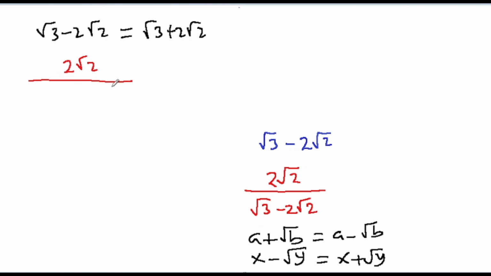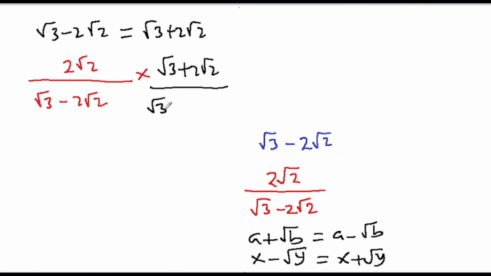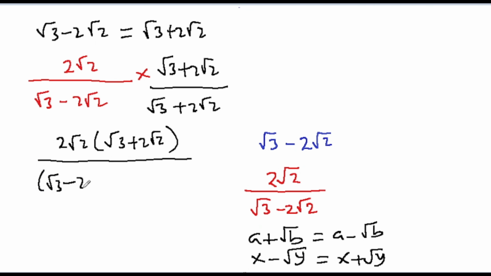Let's have the fraction again: 2 root 2 over root 3 minus 2 root 2. We multiply the numerator by the conjugate, root 3 plus 2 root 2, and we multiply the denominator by the same conjugate, root 3 plus 2 root 2. So let's open a bracket for the numerator, root 3 plus 2 root 2, and for the denominator, root 3 minus 2 root 2 times root 3 plus 2 root 2.